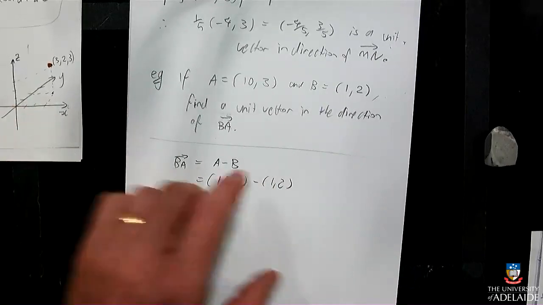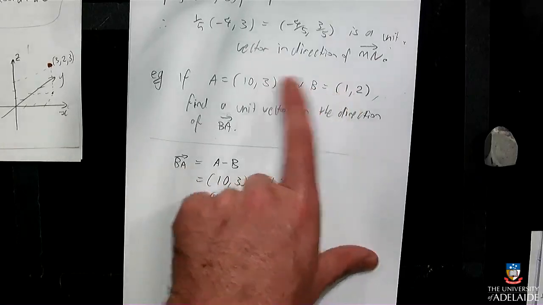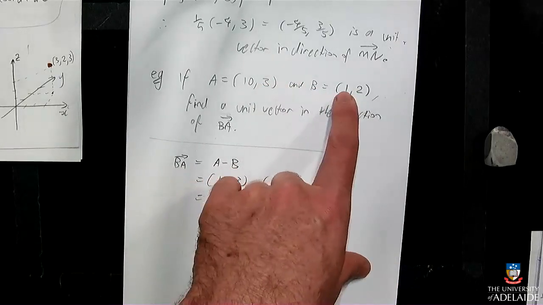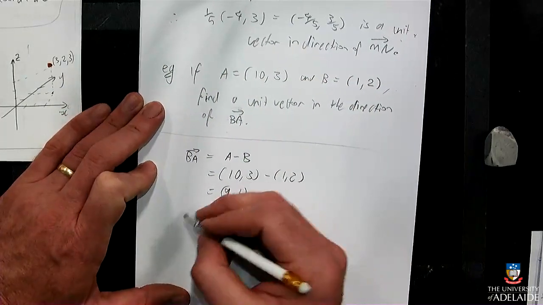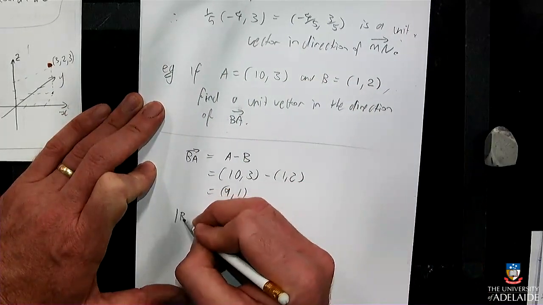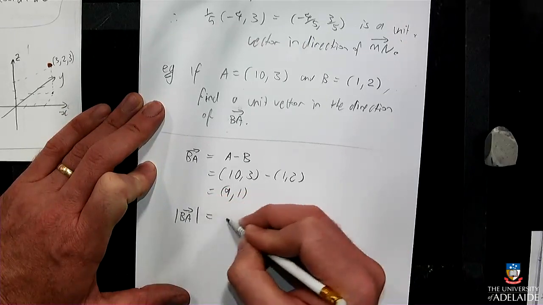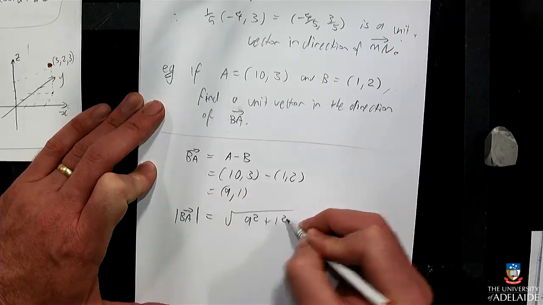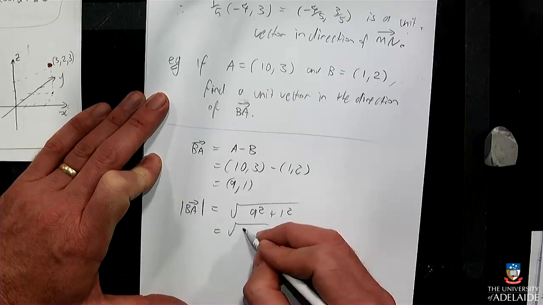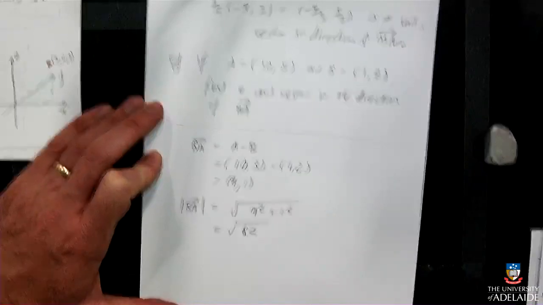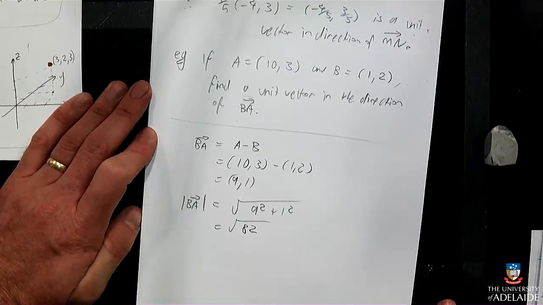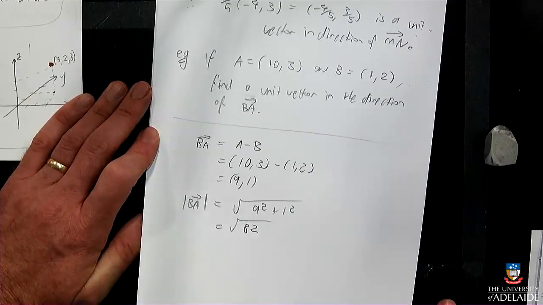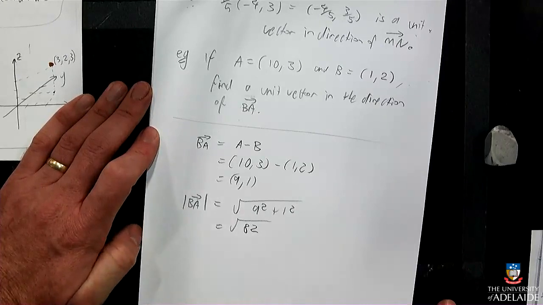Let's just check that. To get from B to A, I have to add 9 and add 1. Yep, that'll do it. Okay. So the length of BA is the square root of 9 squared plus 1 squared, which is the square root of 82, which isn't going to do anything good. I mean, 82, it's a multiple of 2. I can't think of any numbers that I could pull out of that.